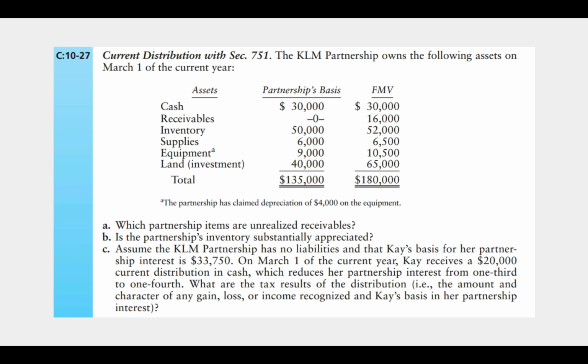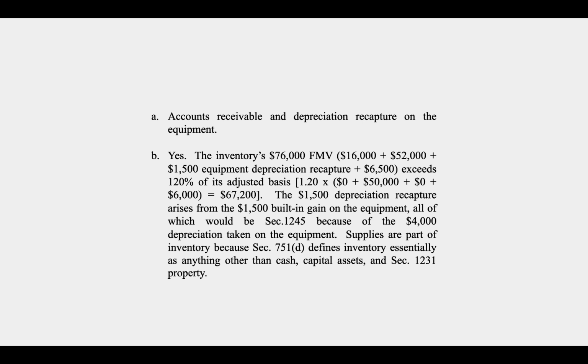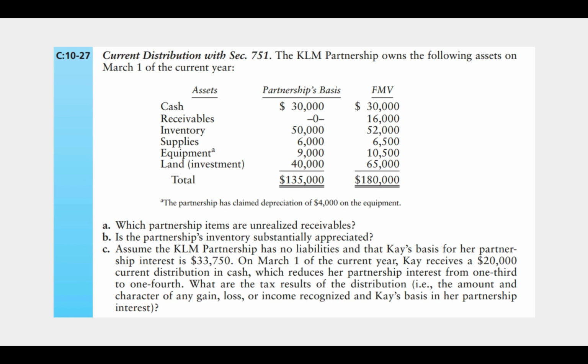Right now, though, it's only $1,500 because, as you can see, the value of the equipment is $10,500, but the basis is $9,000. So there's only $1,500 of gain in there. So the unrealized receivables are going to be the accounts receivable and the depreciation recapture. That isn't all the Section 751 property, though. Remember, inventory is Section 751 property, and also anything else that would be ordinary income property if sold. So supplies are also going to be ordinary income property if sold. So I also have inventory and supplies.